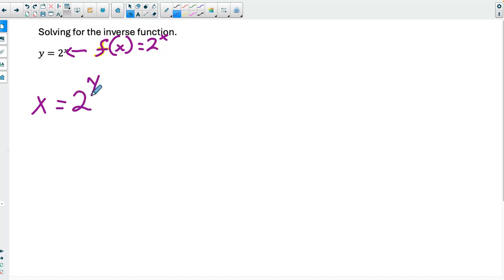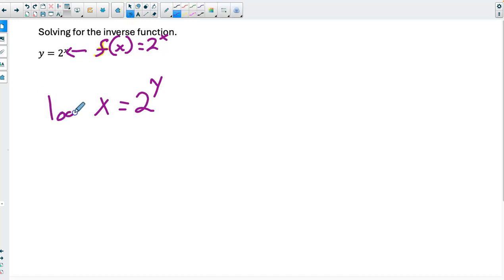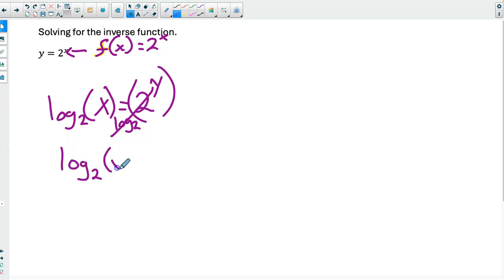And then when I find the inverse, I have to solve for y. So this is where the log comes in. I look at my base. My base in this case is 2. So to deal with that, I'm going to take the log base 2 of both sides. So I get log base 2 of that, and I'm going to have log base 2 of that. And this is what happens. The log base 2 and the 2 cancel, leaving me with log base 2 argument of x is equal to y.